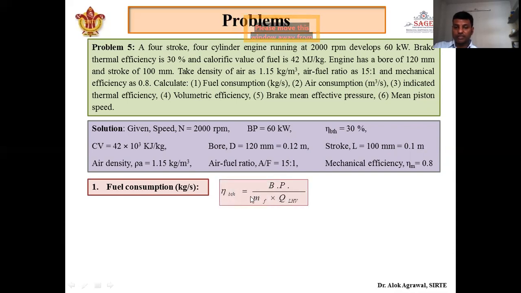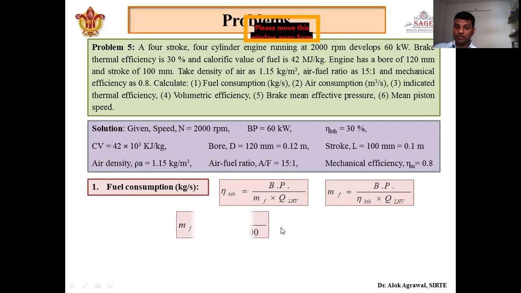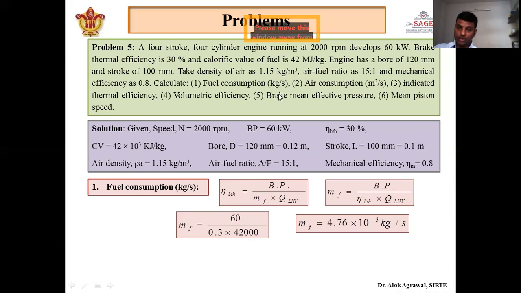We know that brake thermal efficiency is brake power upon MF into calorific value. Brake power is known, brake thermal efficiency is given as 30%, and calorific value is also given. We have to calculate MF. By substituting all the values, we get MF as 60 by 0.3 into 42000. So we can easily calculate MF as 4.76 into 10 to the power minus 3 kg per second. Here it is also asking for mass of fuel flow rate in kg per second, so we are directly getting it in kg per second. No need to do anything here.